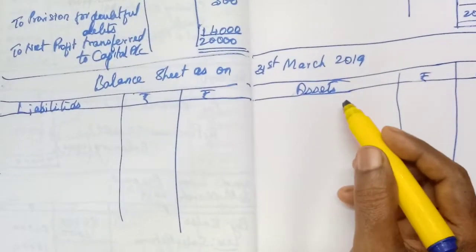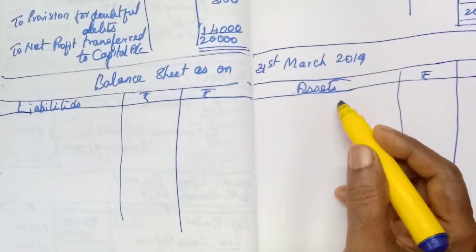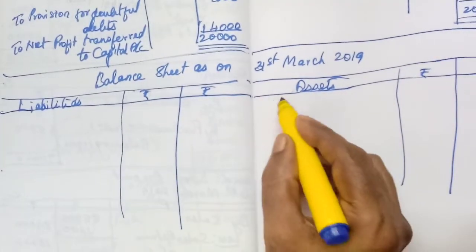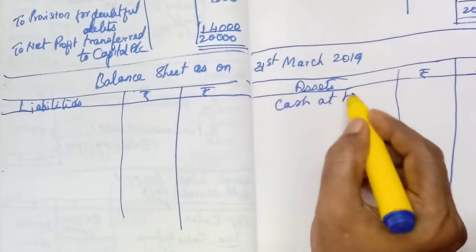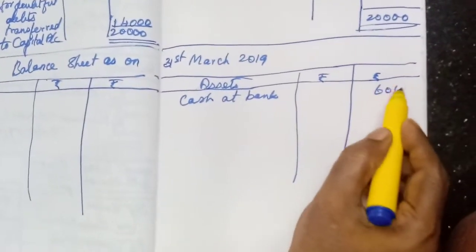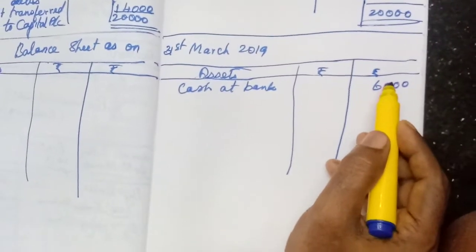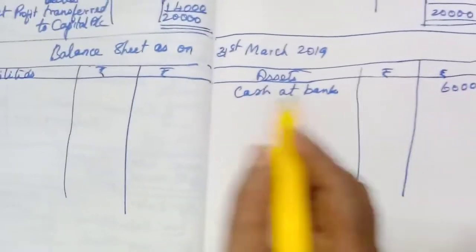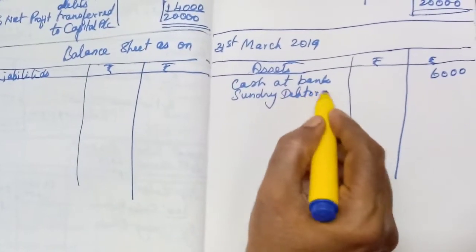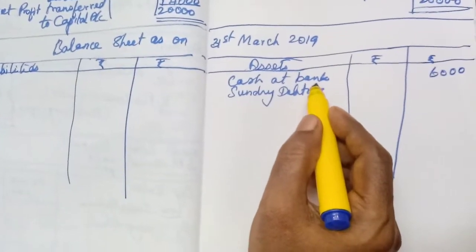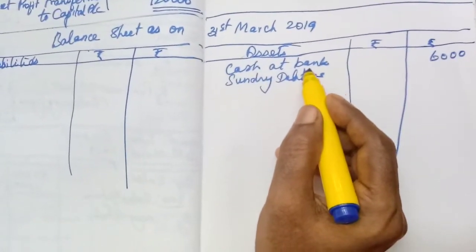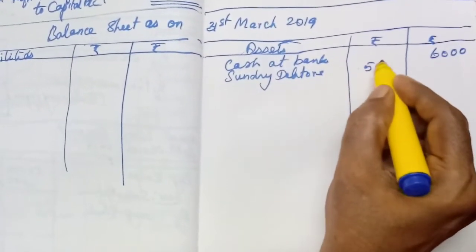First we will write on the asset side. I have told you current assets. What is the first asset? We have written the cash at bank. That same thing you write. Cash at bank, 6,000, the closing balance. Okay, in the second column only the amount we have to write. Then sundry debtors. How much is given? Closing sundry debtors 5,300, in the inner column.